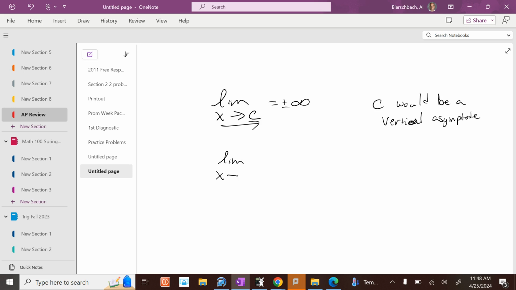Then, if x is going towards infinity and it equals a number, a limit of a certain number, then what is L? This would be a horizontal asymptote.